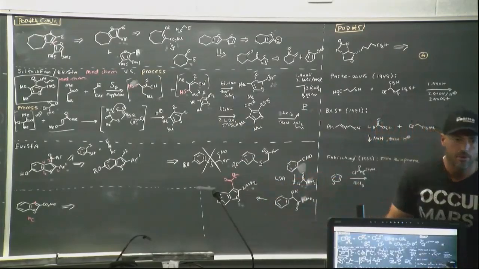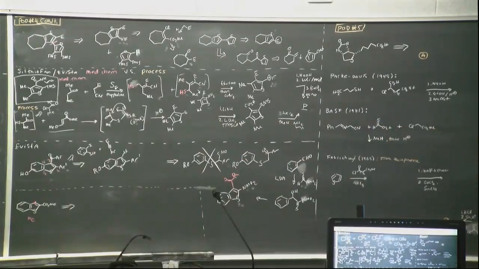So there's your optionality. If you want to make a library around Ar prime, you go through the deprotonated thio-DMF. If you want to make a library around Ar, you go through the Bischler synthesis. Questions?